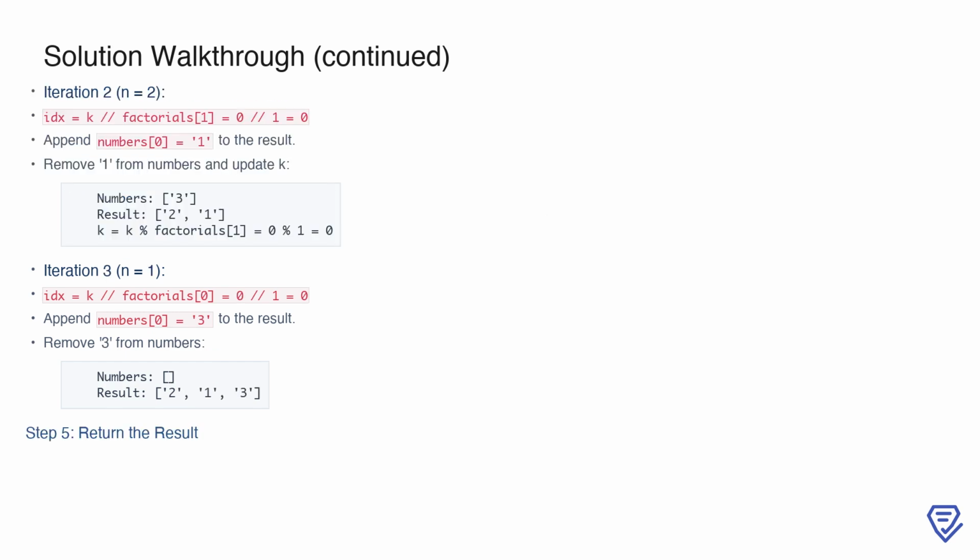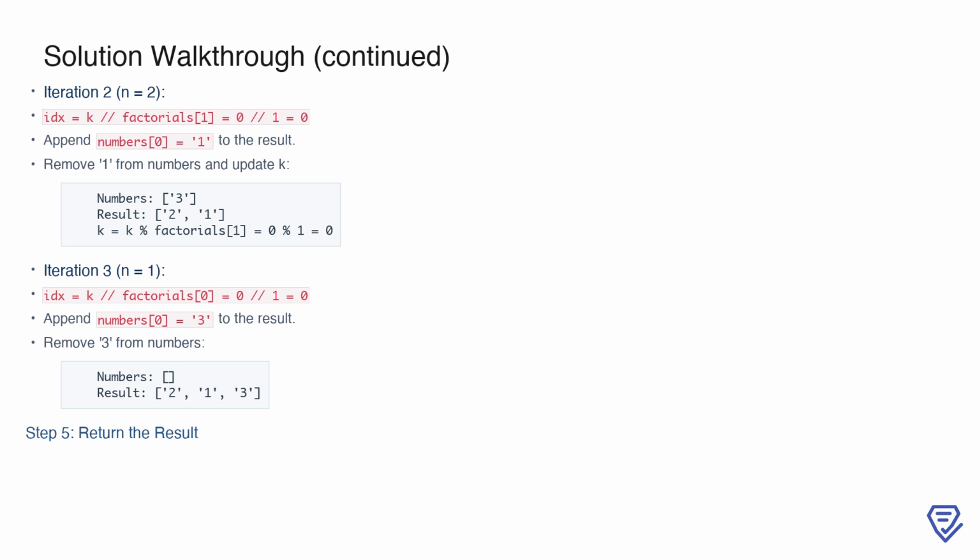Continuing with the iterative process, in the second iteration, n is now 2. We calculate the index as k divided by factorial 1, which gives 0. This tells us to select the first number in the list, 1. We append 1 to the result, remove it from the numbers list, and update k. The numbers list now contains 3, the result list is 2, 1, and k remains 0 because the remainder of k divided by factorial 1 is also 0.